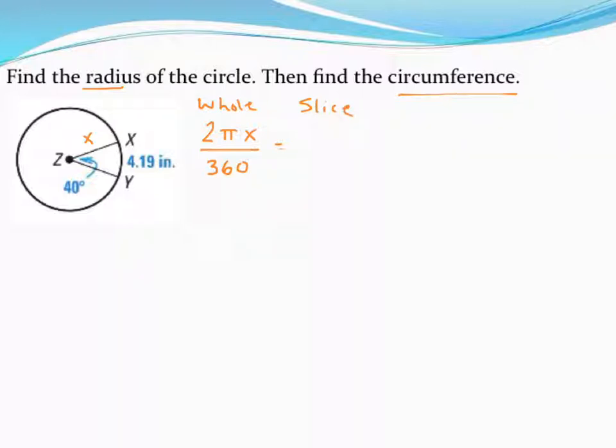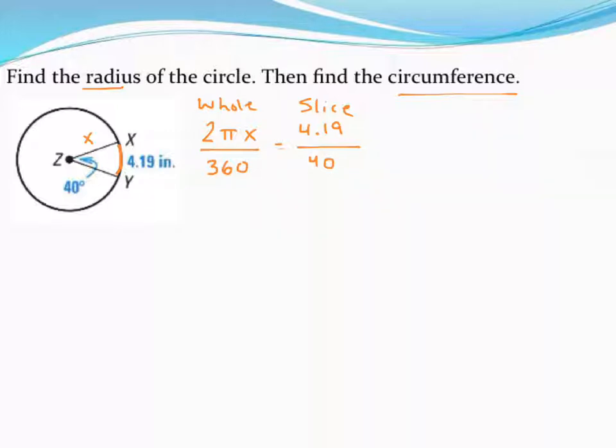In this case, normally my x went in the top of the fraction because I didn't know the arc length of it. However, this time I do know the arc length. That was given to me as 4.19, and I can see that that's an approximate arc length because there's no pi symbol in it. And I do know the angle of the slice this time, that's 40 degrees. So there's the proportion I'm going to use. Same proportion as we've used before, just an x in a different spot.